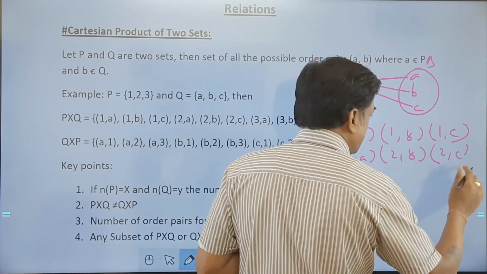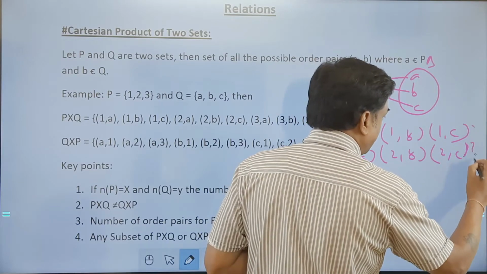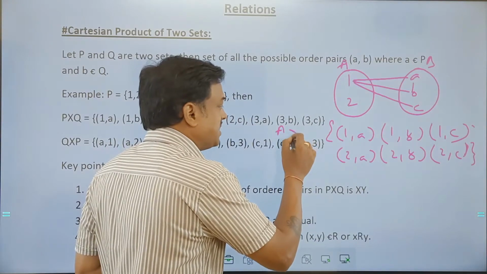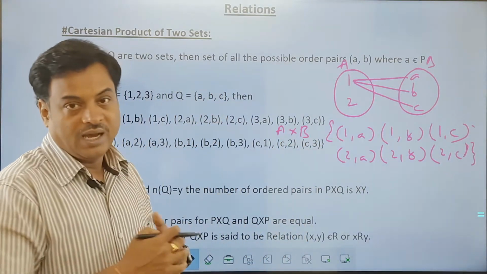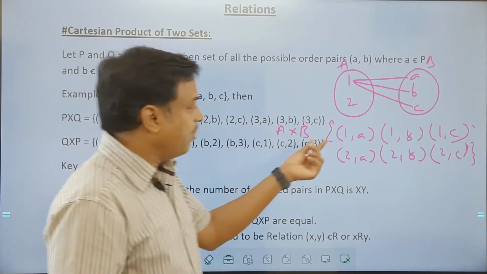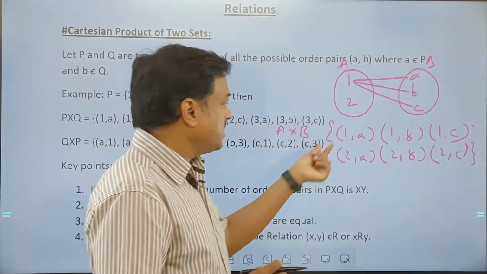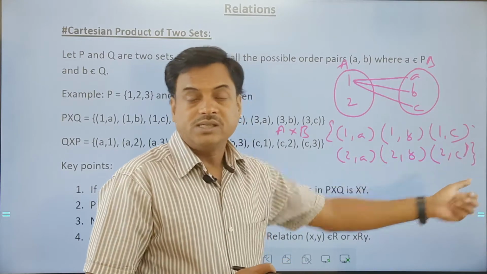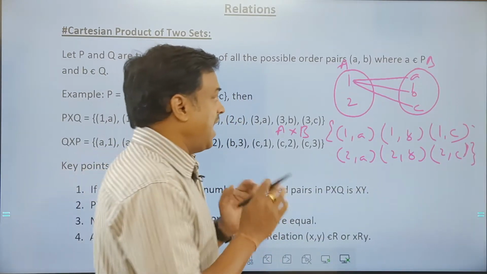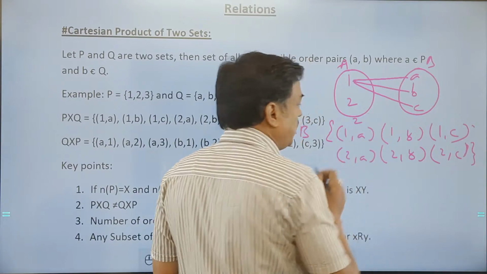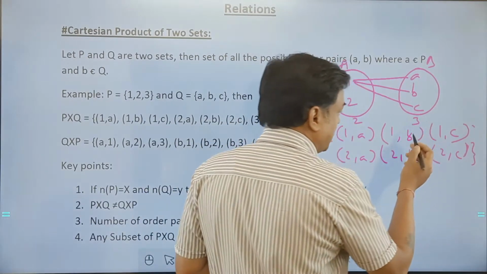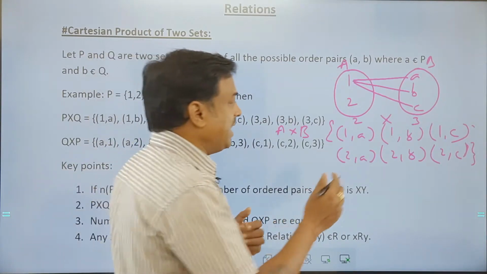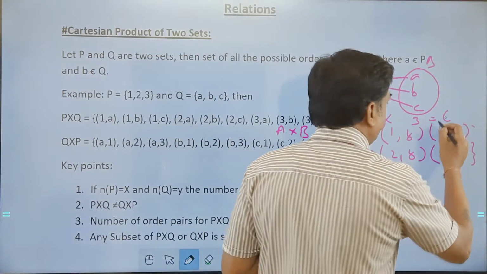So what I did, friends, is write all the possible pairs over here, and that is called the Cartesian product. We can represent this as A cross B. You can see how many ordered pairs I got here: 1 comma A, 1 comma B, 1 comma C, 2 comma A, 2 comma B, 2 comma C. Total 6 ordered pairs. If you observe, here there are 2 elements and here we have 3 elements. When I take the Cartesian product of 2 sets, I get a total of 6 ordered pairs.